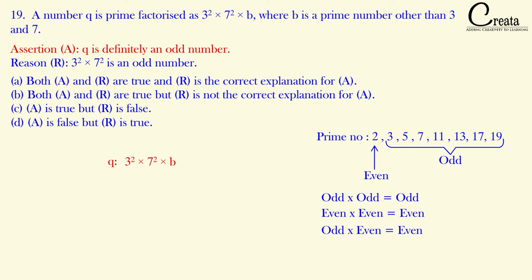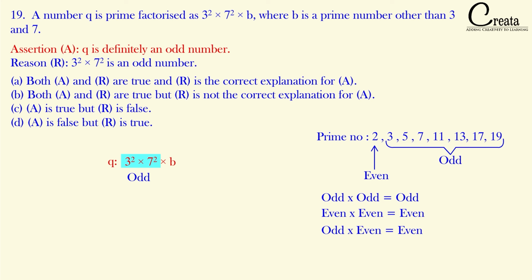Okay. So here we are multiplying 3 square by 7 square. What is 3 square? It is odd square, that is odd into odd, it is odd. And what is 7 square? That is 7 into 7, odd into odd, it is odd. And what is odd into odd? It is again odd. So 3 square into 7 square will be an odd number.